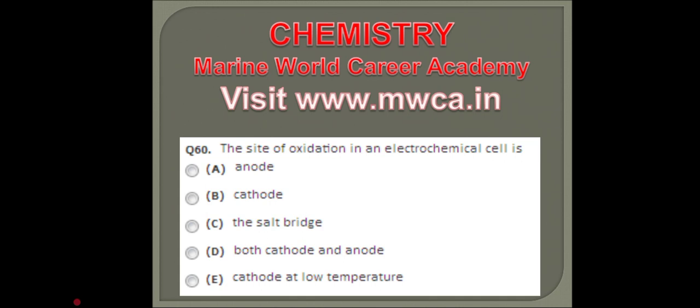Question number 60. The site of oxidation in an electrochemical cell is option A anode, option B cathode, option C the salt bridge, option D both cathode and anode, option E cathode at low temperature.